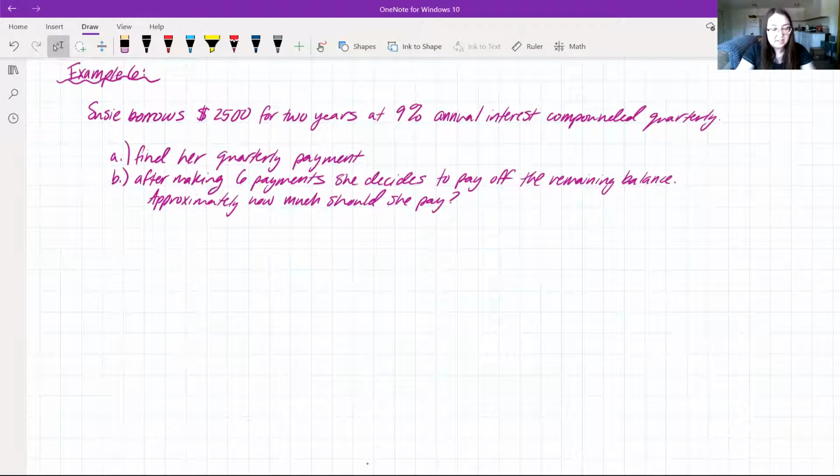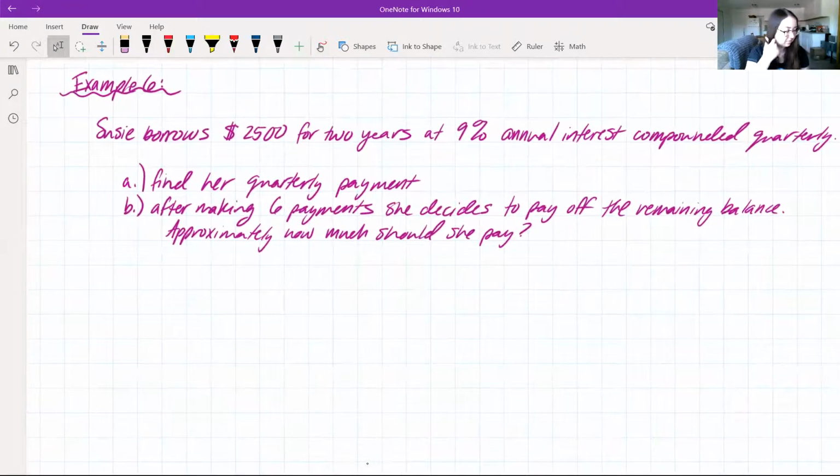All right, for example 6 here, we have Susie borrows $2,500 for 2 years at a 9% annual interest compounded quarterly. So we want to find her quarterly payment, and then we also want to find, after making 6 payments, she decides to pay off the remaining balance. Approximately how much should she pay? So if after making 6 payments, she thinks, oh, okay, I have enough money to just pay off the entire rest of the bill, she's going to save money since that amount isn't going to be making that interest. So she'll be saving money, but it's going to be one lump sum to finish off the loan.